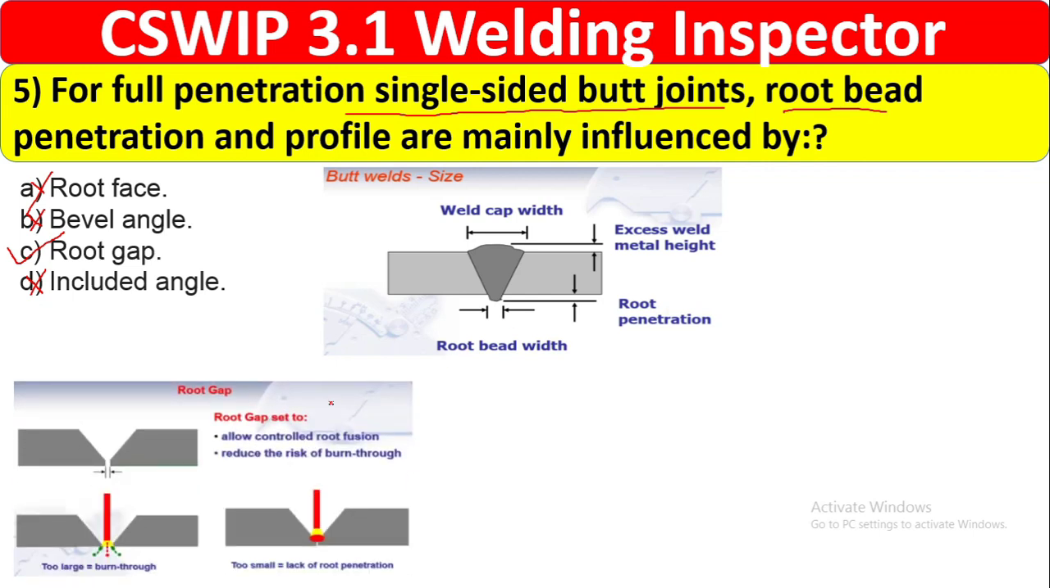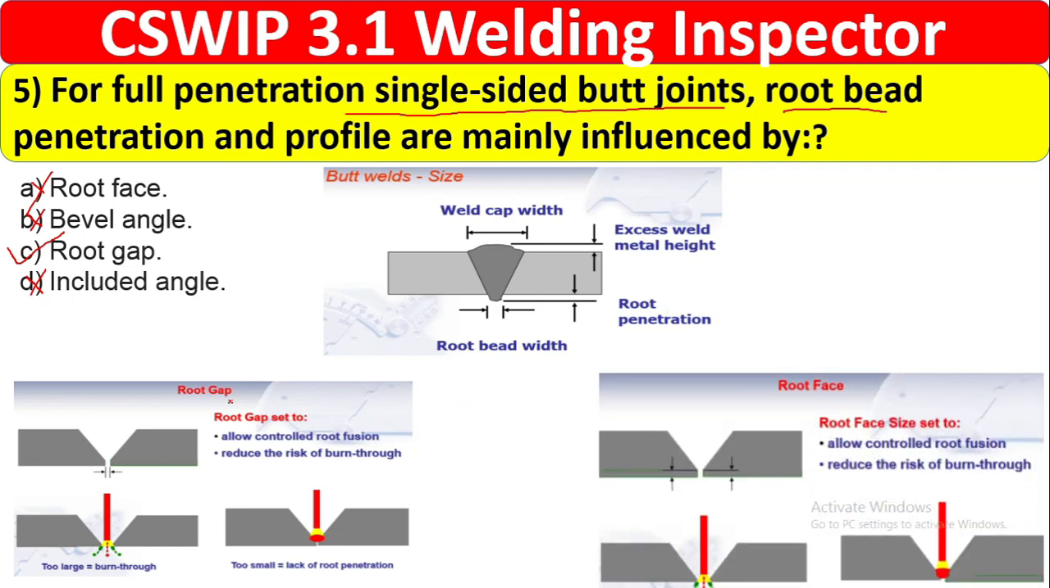You see here the root gap. Root gap allows control of root fusion and reduces the risk of burn through. So if the root gap is controlled, then it reduces the risk of burn through. Too large a root gap, the burn through will happen. Too small, lack of root penetration could be generated. So you understand what will happen with the root gap? If the root gap is small or large, then everything will be a problem. If it is too large, burn through will come. If it is too small, lack of root penetration will come.